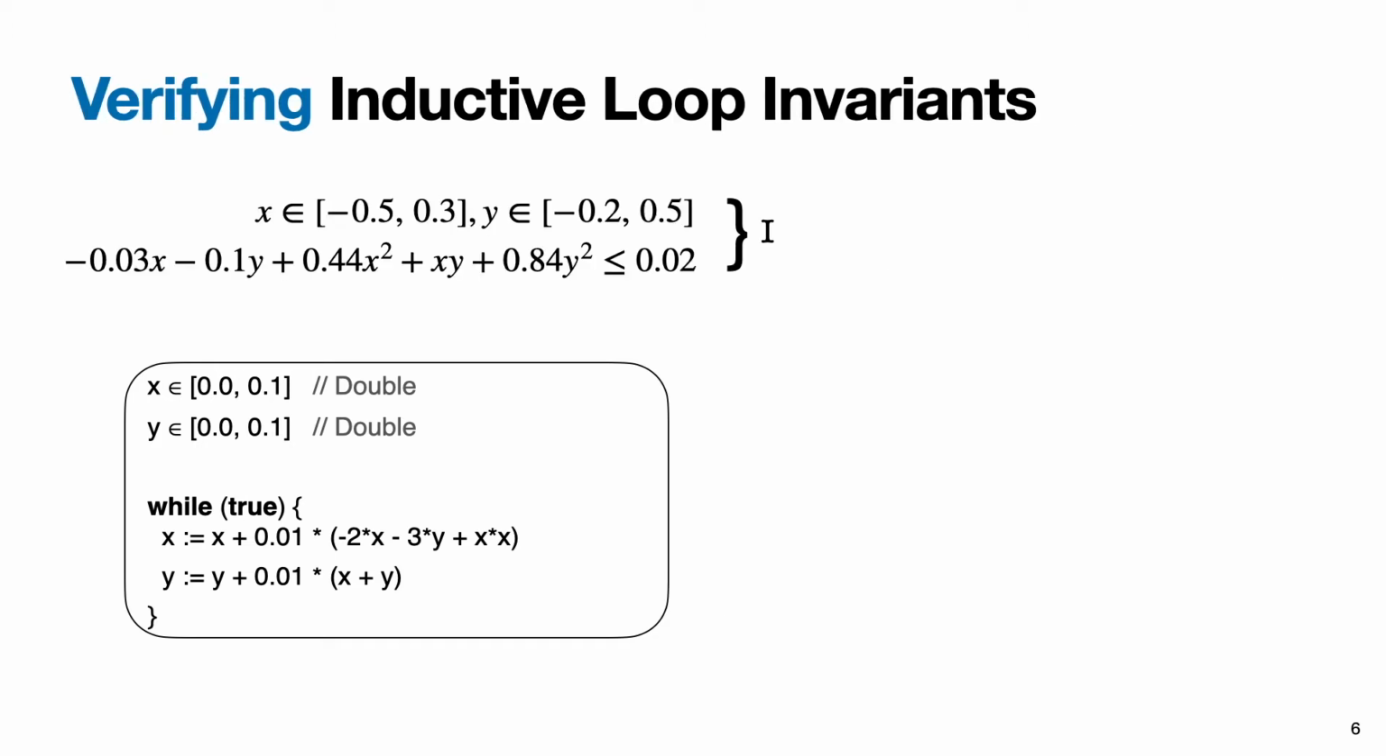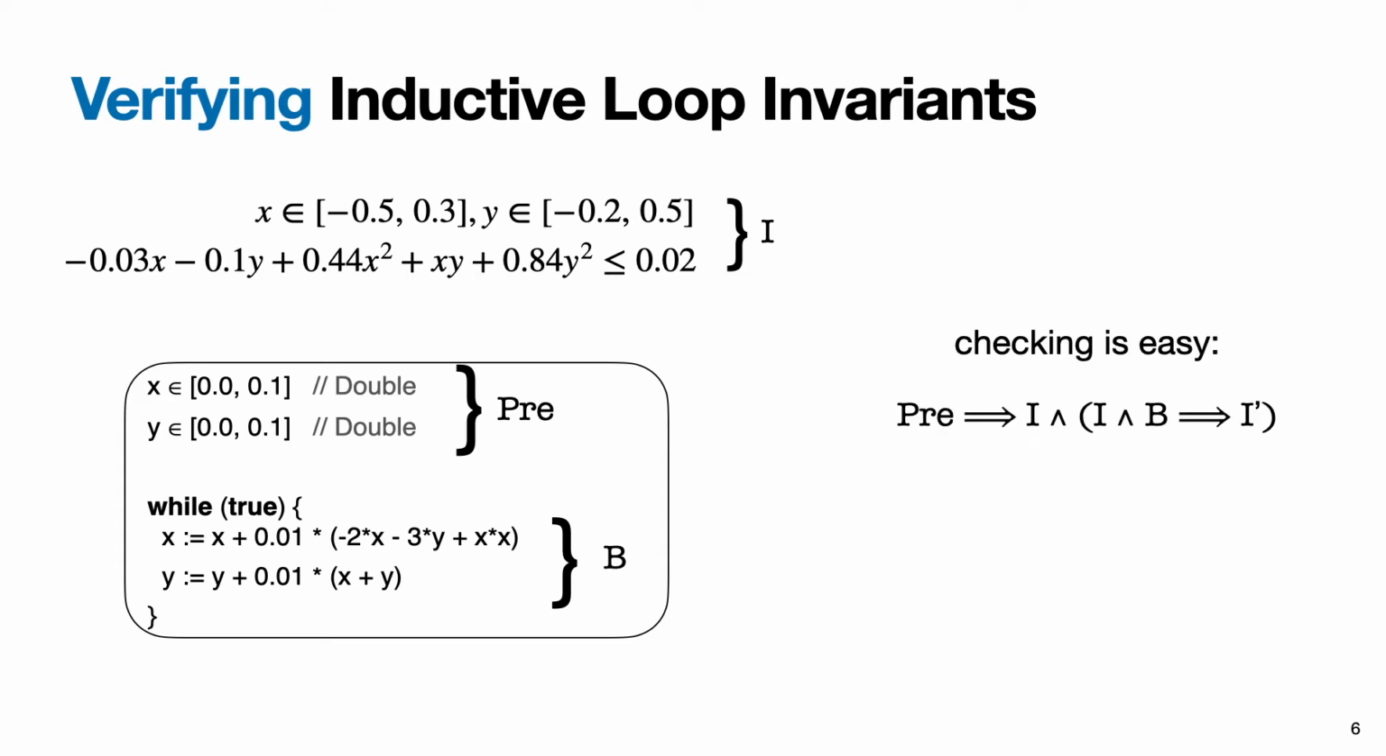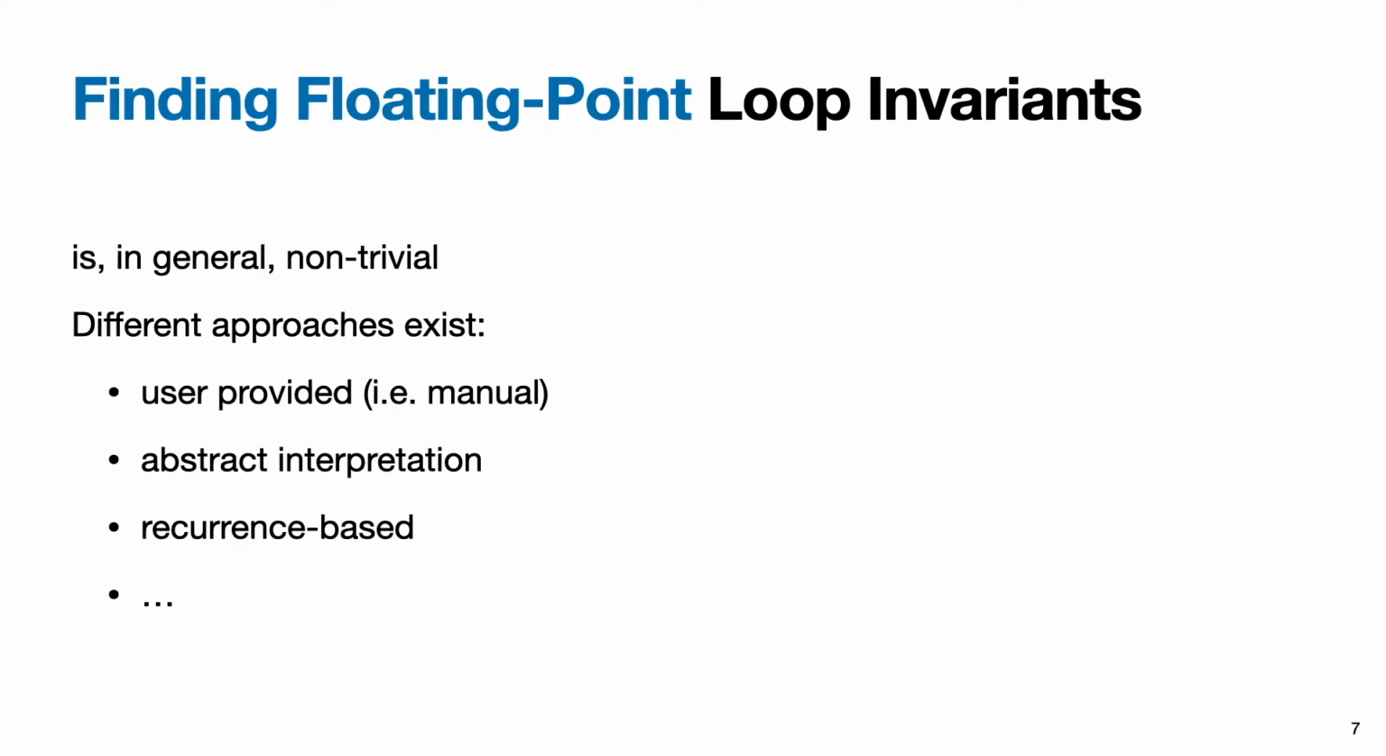Now assume we are given such an invariant and then we know precondition for the loop and we are aware of the loop body. Then checking whether this invariant is indeed inductive is easy. We can do it by querying an SMT solver, such a query. However, coming up with an invariant is in general non-trivial.